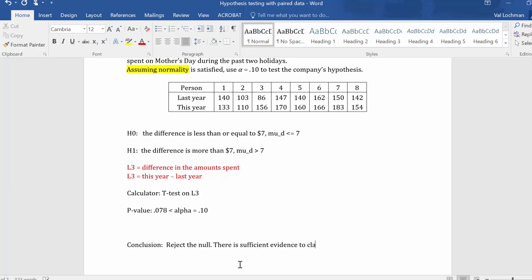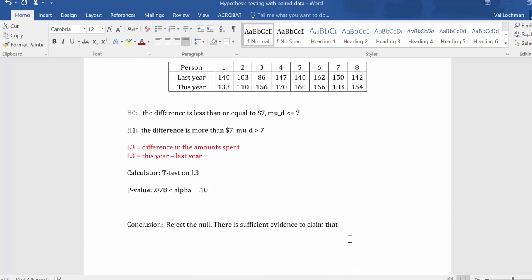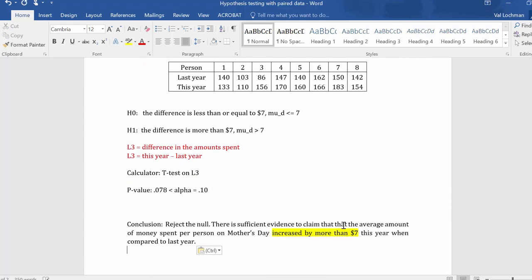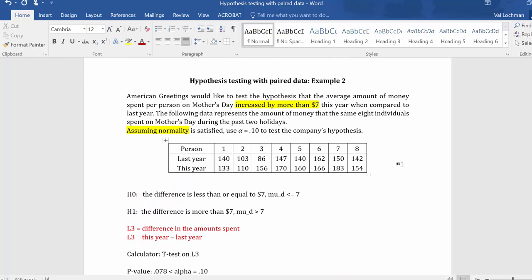to claim what? To claim that, and you can just copy and paste, to claim that the average amount of money spent per person on Mother's Day did go up by more than 7. Okay? There is sufficient evidence to claim that the average amount of money spent per person on Mother's Day did increase by more than $7 this year when compared to last year. Okay? So, a couple of things that I want to mention.